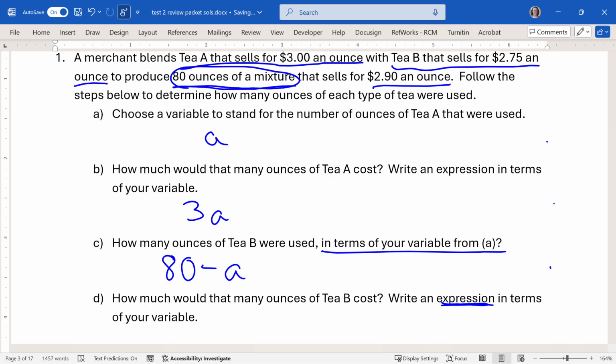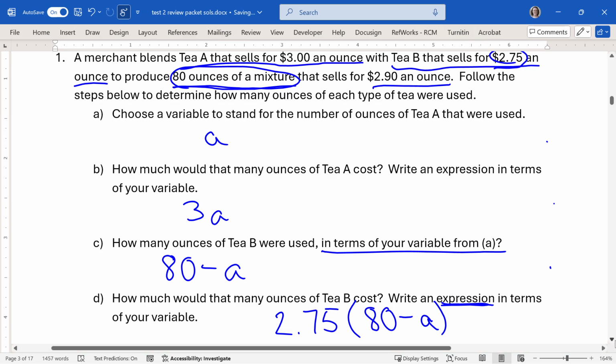So looking back at TB, it sells for $2.75 an ounce. So we're just going to multiply the number of ounces, which is right here, times the cost per ounce, which is $2.75. No matter how weird the expressions are, just pretend like you don't notice that they're weird and work with them the way you would work with actual numbers. But we do have to be a little bit careful here because 80 minus A, we need to protect that with parentheses so that that whole thing gets multiplied by 2.75. If we don't put the parentheses, then only the first part, the 80, would get multiplied by the 2.75.